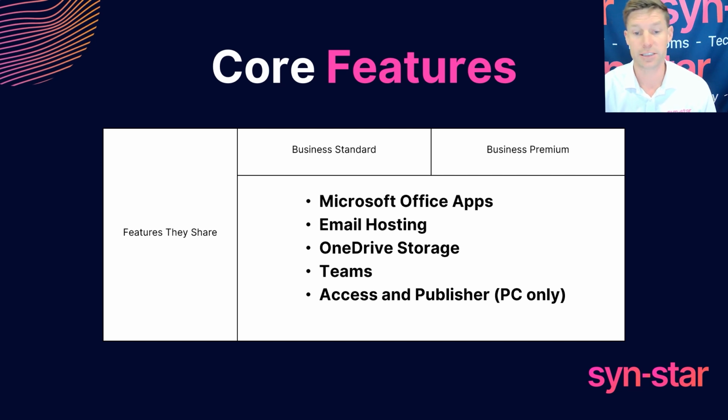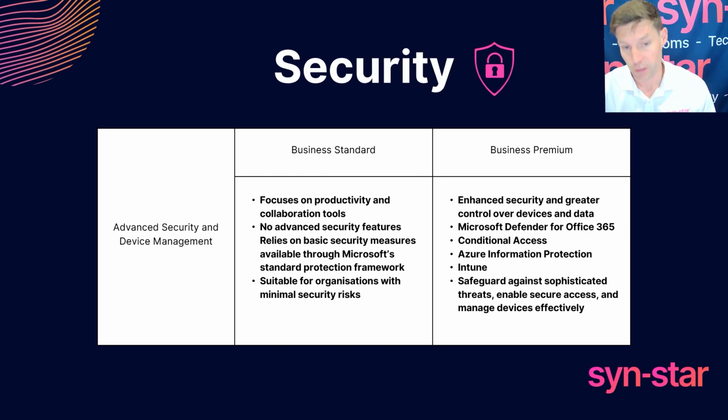You also get Access and Publisher, but those programs are actually only available on a PC. They won't work as a mobile app or on the hosted version. But you get all of that with both licenses. So it's more around the security is the big difference between Standard and Premium. So with Standard, you get your standard tools. You don't really get any advanced security features.